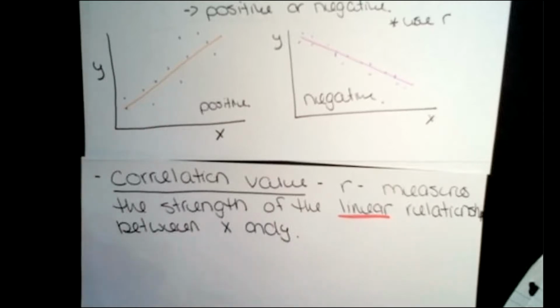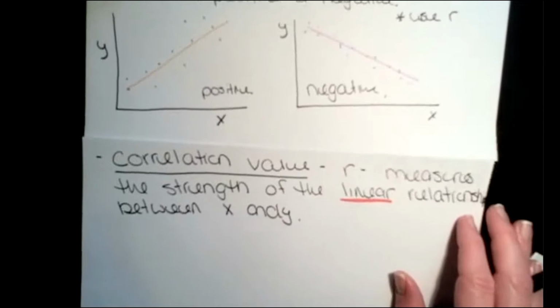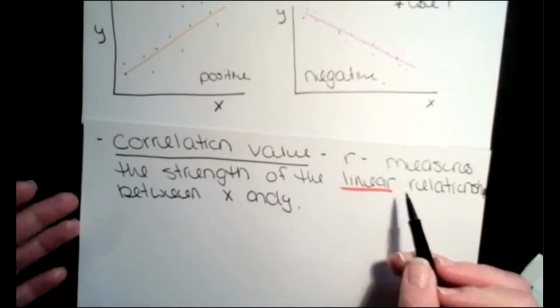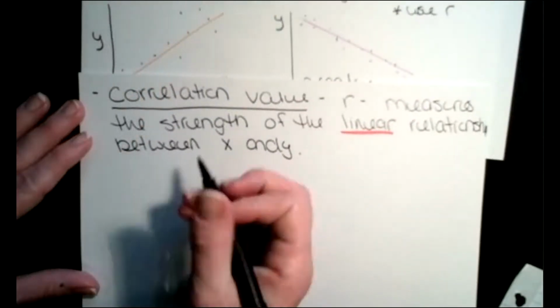So if R is not a strong number, which I'll give you the scale here in a minute, it doesn't mean that there's not a strong relationship. It just means there's not a strong linear relationship. So the word linear here is key for us. Okay. So let's take a look at what R could be.